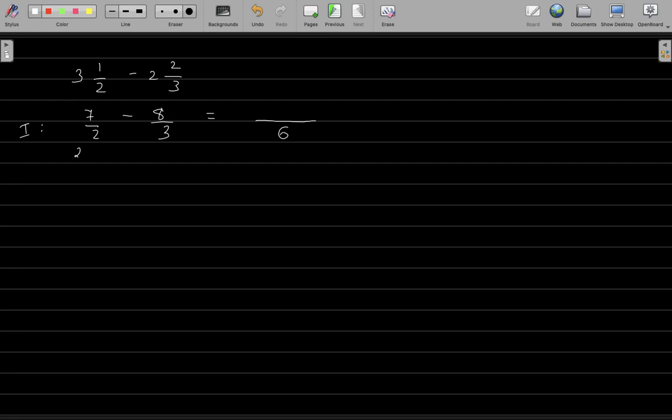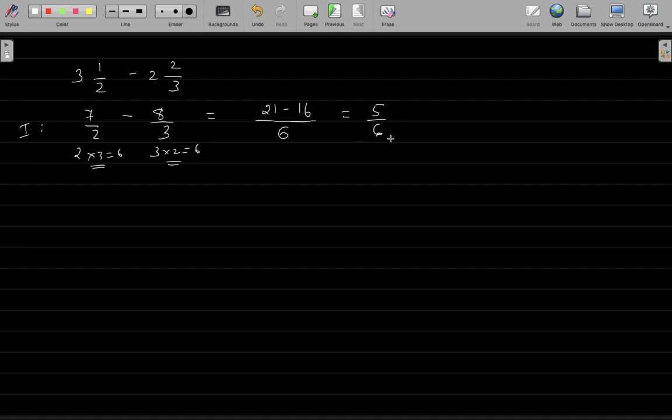Now 2 times 3 will give you 6. That means you are multiplying this by 3. So we'll multiply the numerator also by 3. 7 times 3 is 21. And 3 times 2 gives you 6, so multiply the numerator also with 2, that is 8 times 2 is 16. 21 minus 16 is 5, so this is 5 by 6.